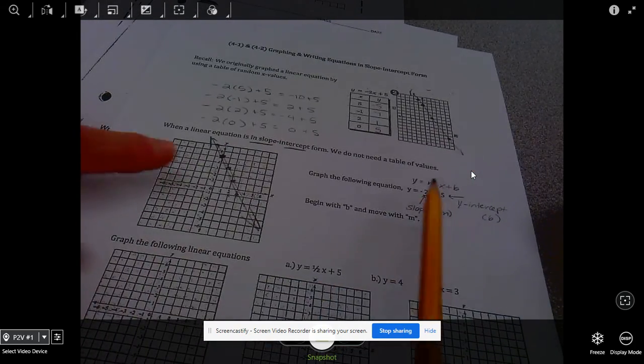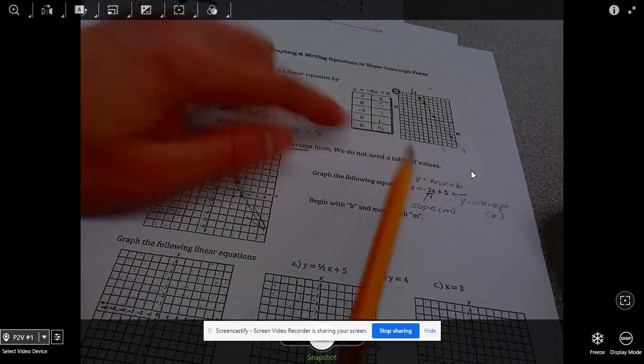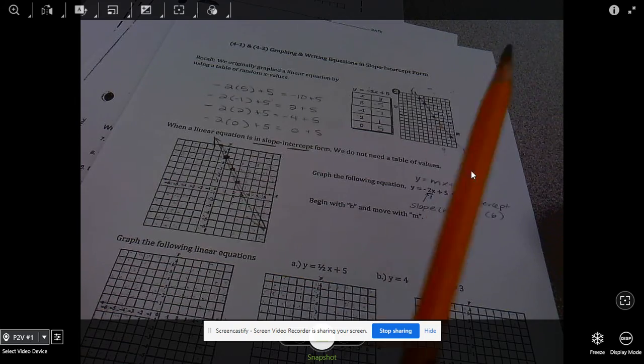There's your equation. Look, they're the same equation. I did it with the table of values, and I did it with slope-intercept form.